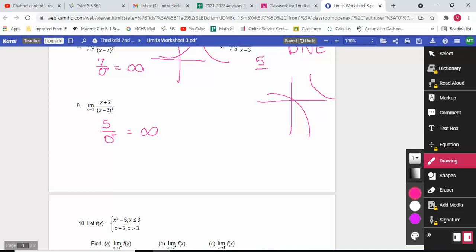I don't really get how you get the 0 from the right. So we're approaching 3. So if you put in like 2.9, 2.99, 2.999, when you subtract 3, you're getting smaller and smaller numbers. So it's going towards 0. Because I'm squaring, I know that number will be positive, so that's why I have my plus.